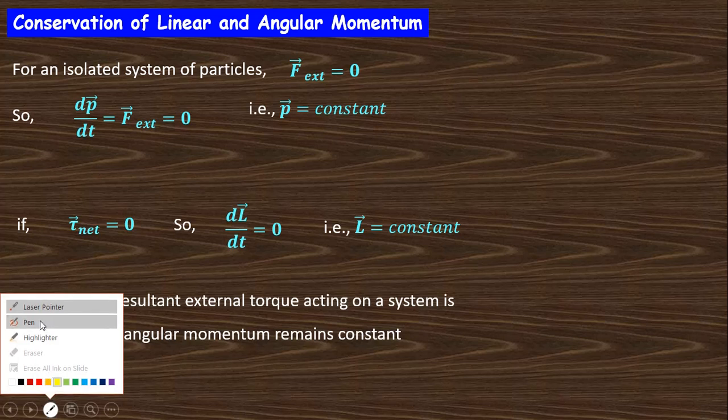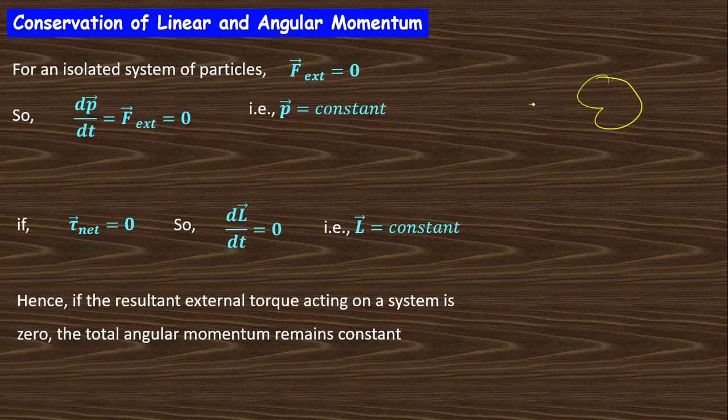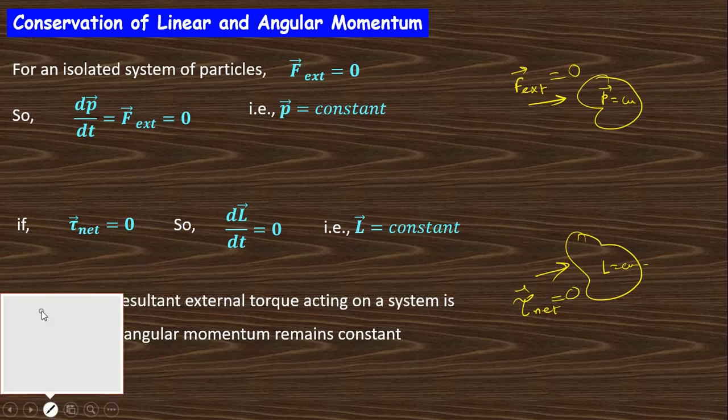If there is no force on a particle, or if the external force is 0, then p, the linear momentum, will be constant. If the net torque on the body is 0, then L will be conserved, right? So linear momentum is constant when the force must be 0, and torque 0 means angular momentum is conserved. Clear?